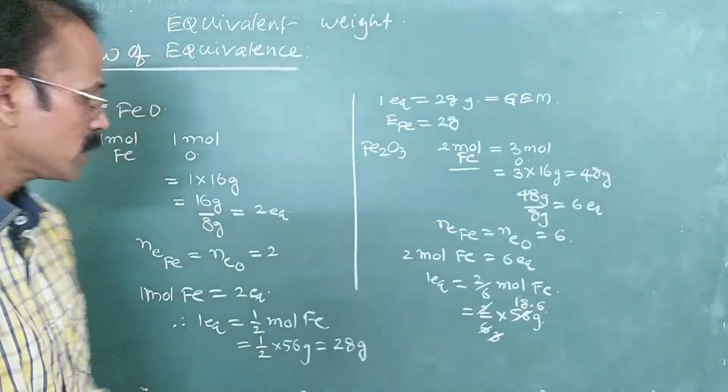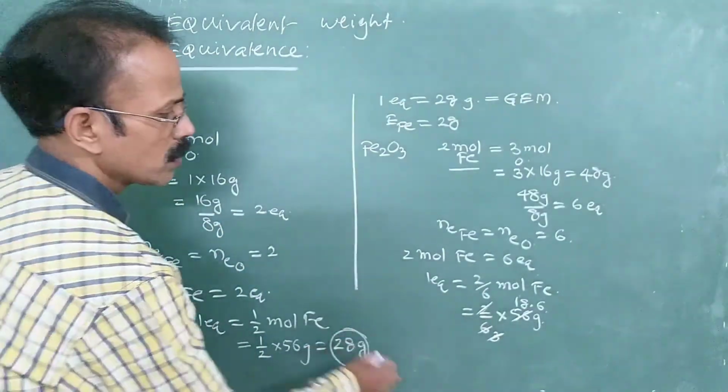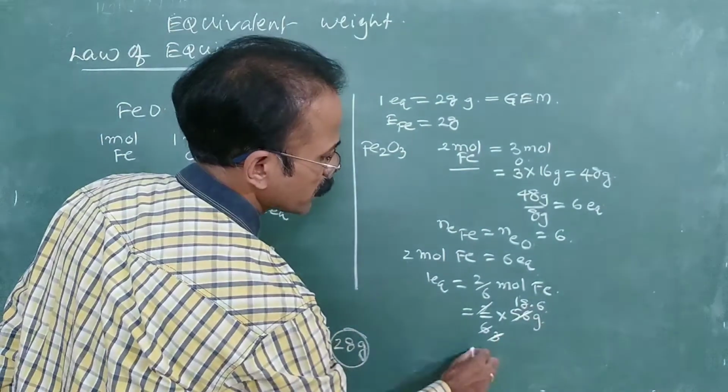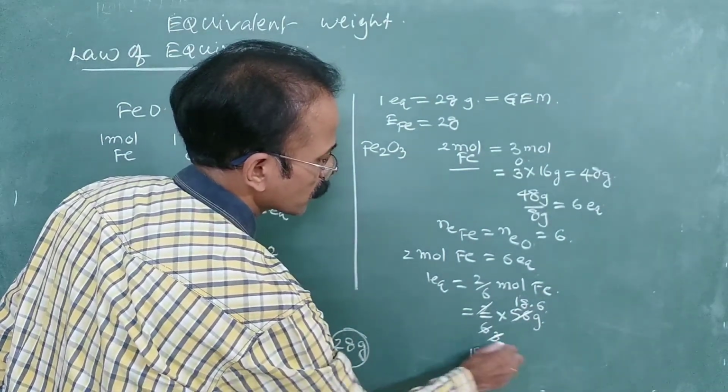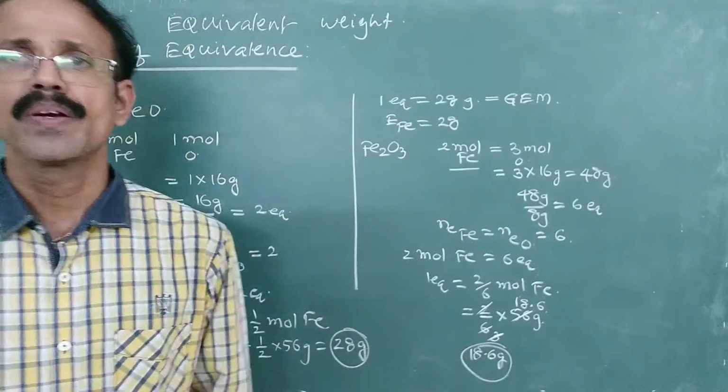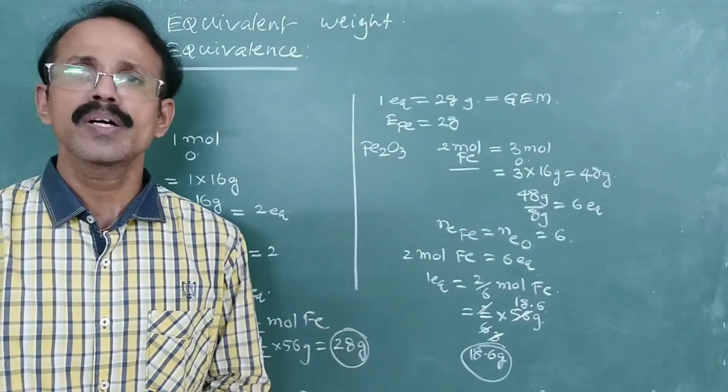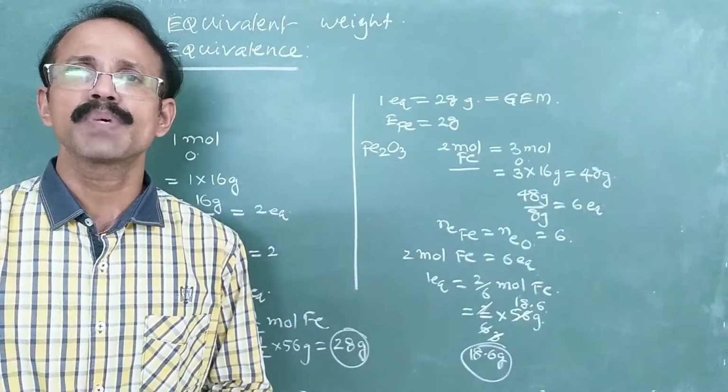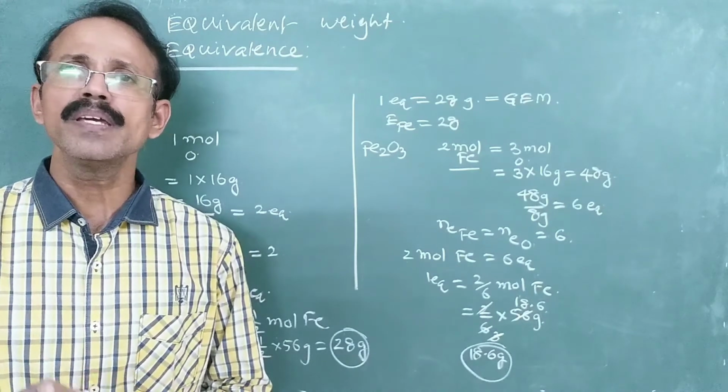In ferrous oxide it is equal to 28 gram, and in ferric oxide it is equal to 18.6 grams. So what does it mean? Equivalent mass is not constant and it varies as per the compound formed by the element.